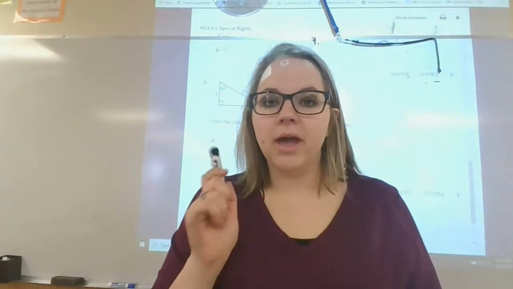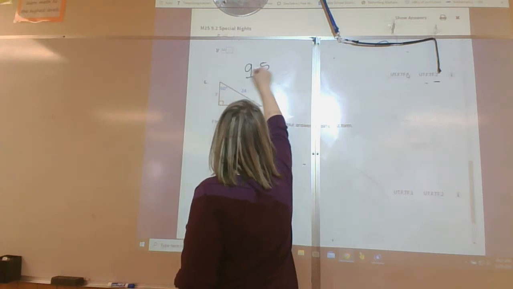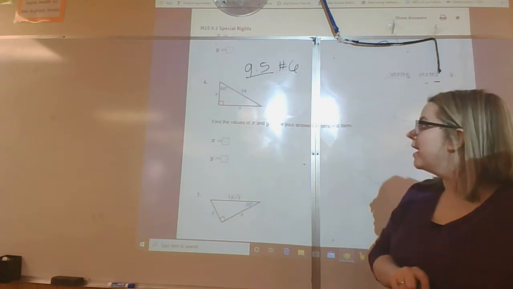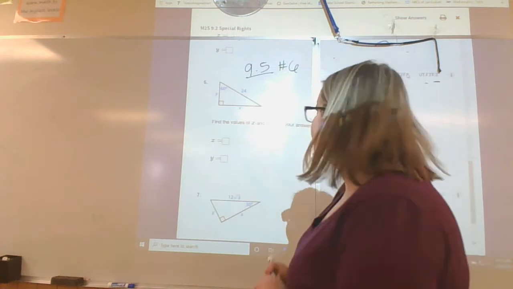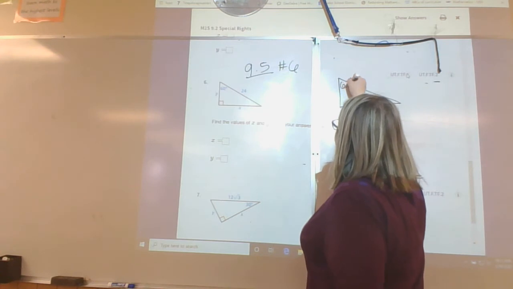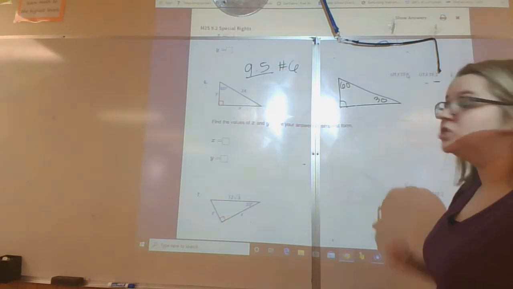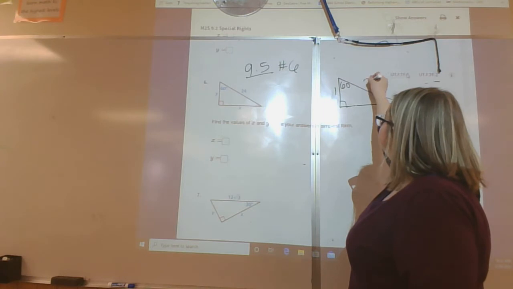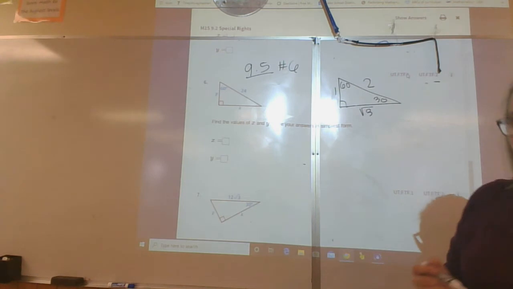Okay, so now we're looking at 9.5, number 6. Now I have a 60-degree angle right here, so that means I'm going to use another 30, 60, 90-degree triangle. So here's my triangle here. I always try to make it match. Here's my 60. That means this guy has to be 30 here. Now here's my shortest side. This is always 1. This is always 2, my hypotenuse, and the square root of 3 is my side closest to my 30-degree angle.